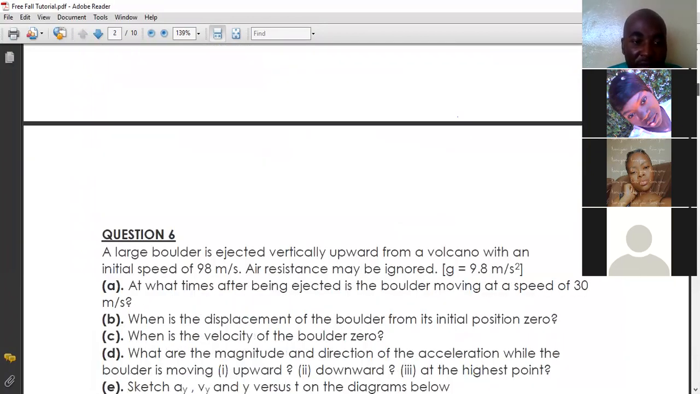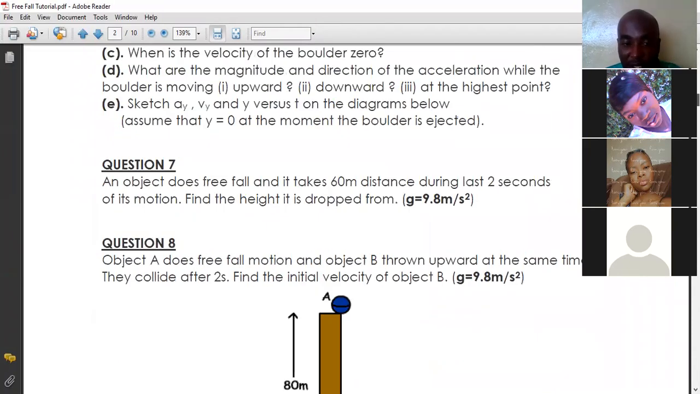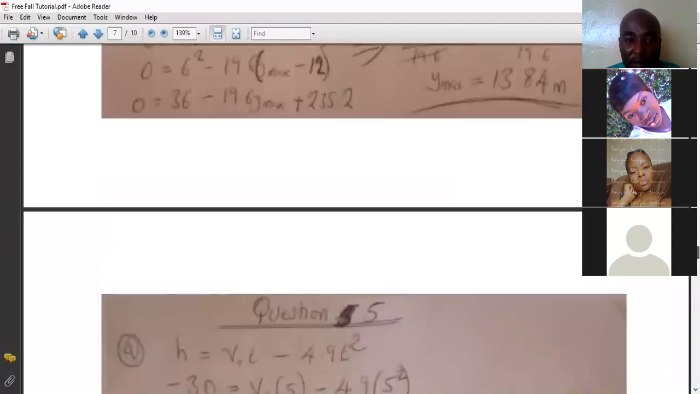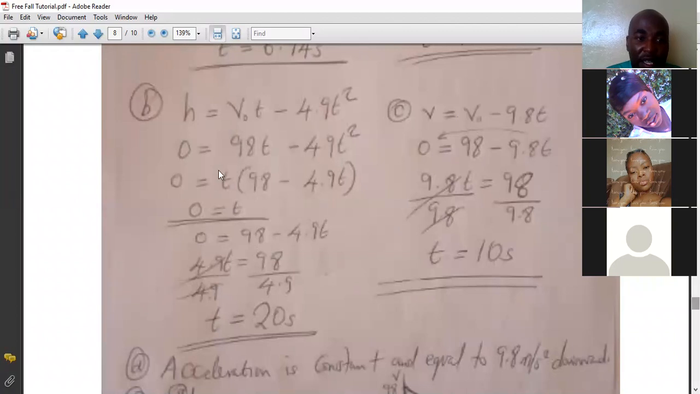Remember, guys, I want you to switch them. B is when is the displacement 0? You say h, the displacement, equals v naught t minus 4.9 t squared, where h is set to 0. Then C is when is the velocity 0? You get this one, v equals v naught minus 9.8 t, where v is set to 0.